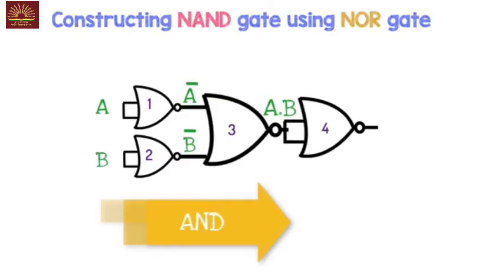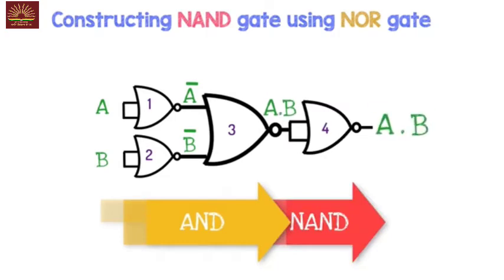If we complement the output of AND gate, we get a NAND gate. Thus NAND gate is obtained using 4 NOR gates.